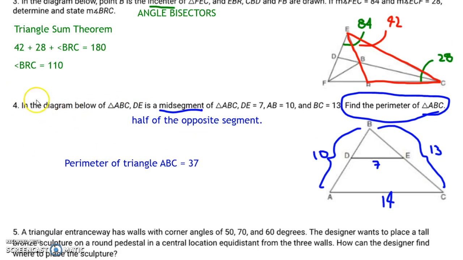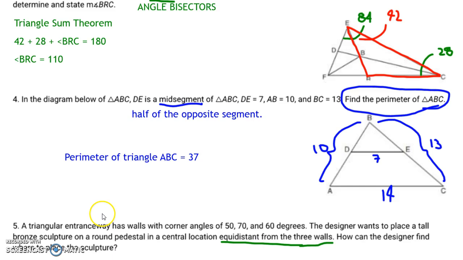Fourth but not least on this page, in the diagram, DE is a midsegment. Midsegment means half of the opposite segment. If I'm trying to find the perimeter of ABC, I have AB, I have BC. This is the opposite segment to the midsegment, so if this is 7, this has to be 14.